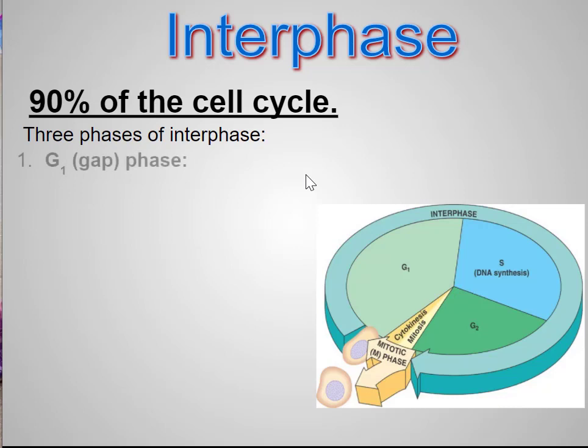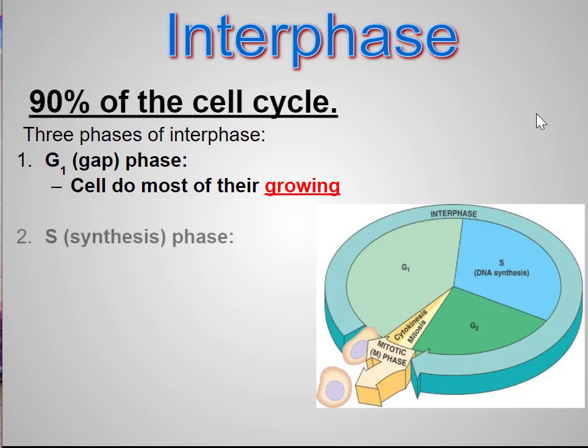Now, when we talk about G1 phase, this is where the cell is going to do most of their growing. So we know that cells need to stay small in order to be the most efficient. We did a lab on that. We saw that. However, in order for us to have room for our replicated DNA, our copy of DNA, and for all the extra organelles that we're making, we need a little bit more room. So the cell does have to grow slightly.